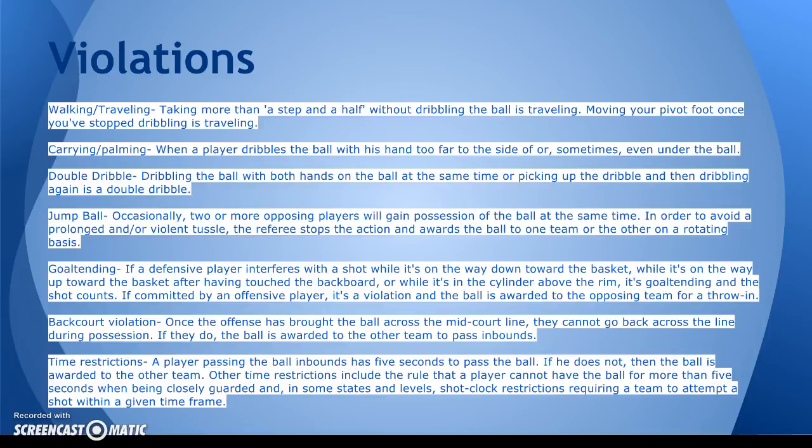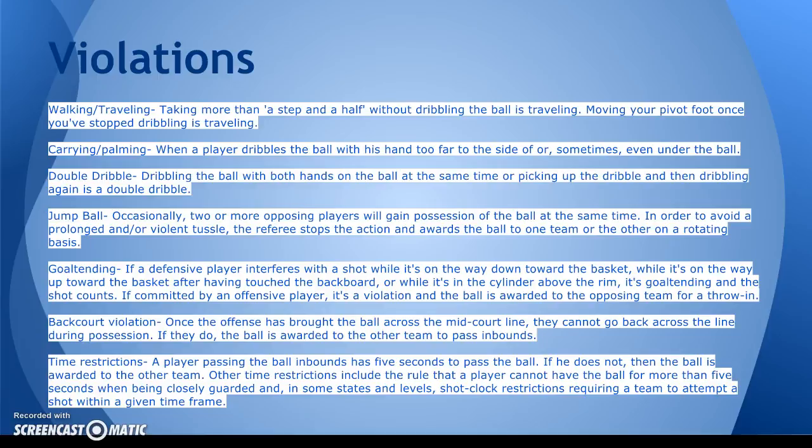Jump ball. Occasionally 2 or more opposing players will gain possession of the ball at the same time. Goaltending. If a defensive player interferes with a shot while it's on its way down toward the basket, while it's on its way up toward the basket after having touched the backboard, or while it's in the cylinder above the rim, it's goaltending.